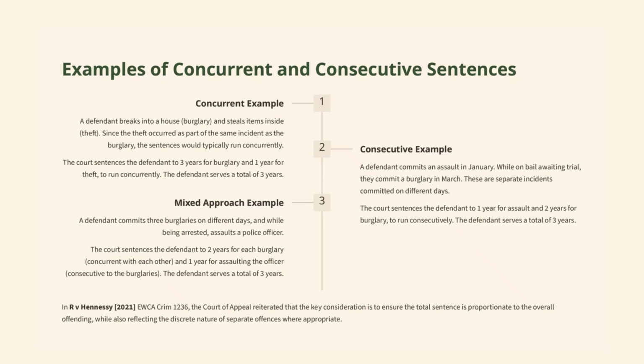And there's a case here of R versus Hennessy. The Court of Appeal reiterated that the key consideration is to ensure the total sentence is proportionate to the overall offending while also reflecting the discrete nature of separate offences where appropriate. And I'm only referring to the cases, even if you don't need these for the SQE 1 assessment, just to highlight where some of the SBAQ questions might come from, and they may arise from some of these cases.